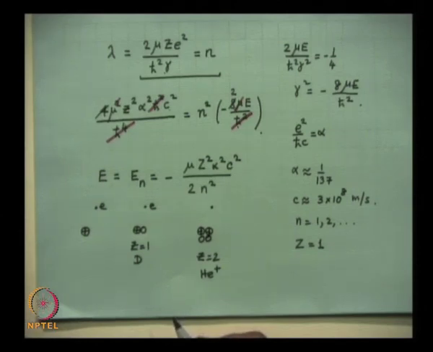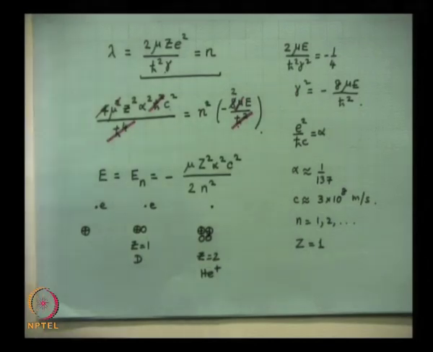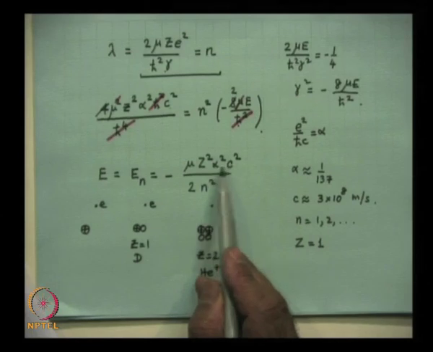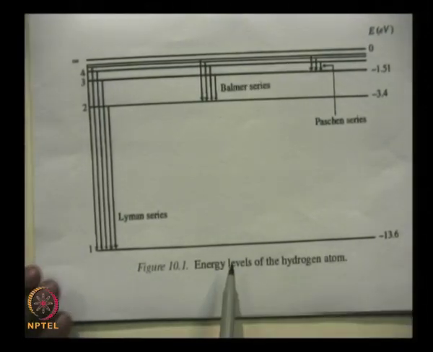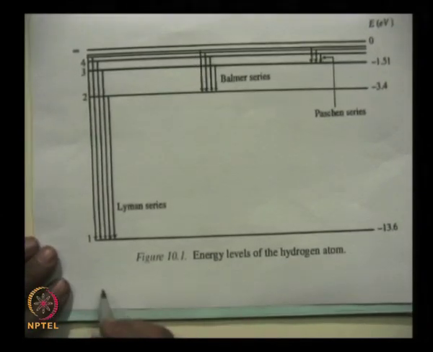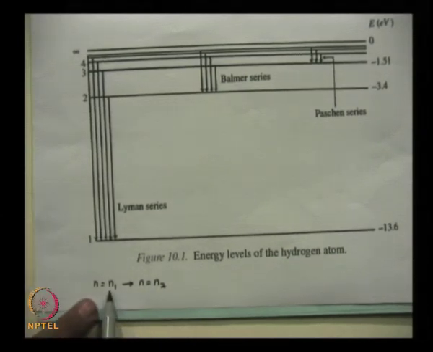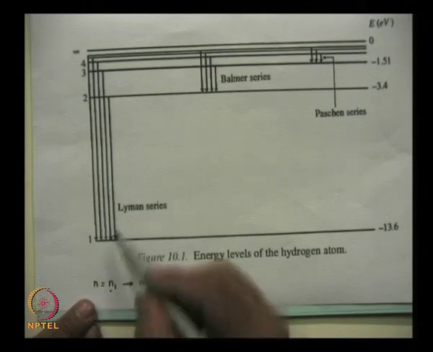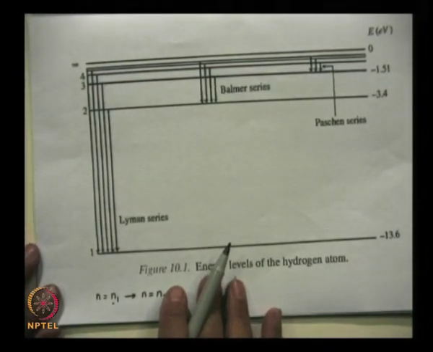So therefore, these are the energy eigenvalues, and if you substitute the values of mu and alpha and c that I wrote down, and if I assume Z to be 1, you get the energy levels corresponding to the hydrogen atom. So, in a transition, say from n equal to n1 to n equal to n2, when an atom makes a transition characterized by the total quantum number n1 to a total quantum number n2, a photon is emitted corresponding to the appropriate frequency or wavelength. So, when n2 is 1 and n1 is 2, 3, 4, etc., you get what is known as the Lyman series.